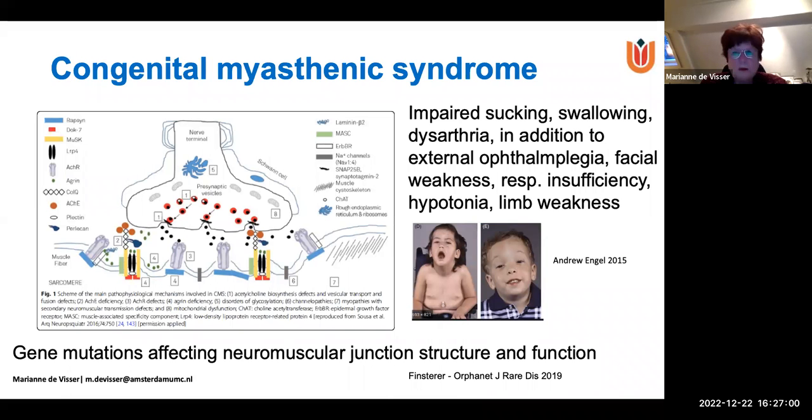The last neuromuscular junction disorder is the congenital myasthenic syndromes, which are caused by various gene mutations affecting the neuromuscular junction structure and function. You see them in the cartoon. And the clinical features include impaired sucking, swallowing difficulty, dysarthria, and also external ophthalmoplegia, facial weakness, respiratory insufficiency, hypotonia, and limb weakness can be found.